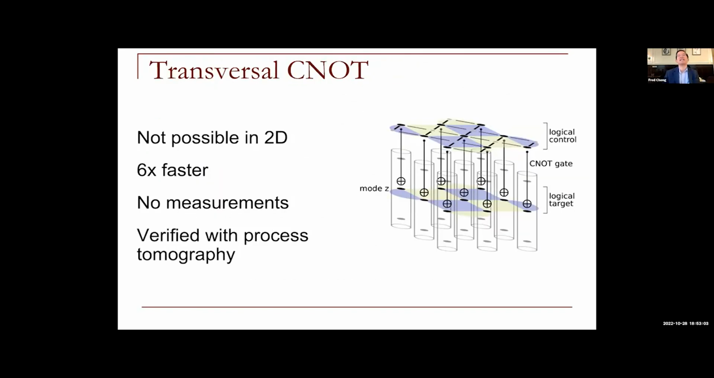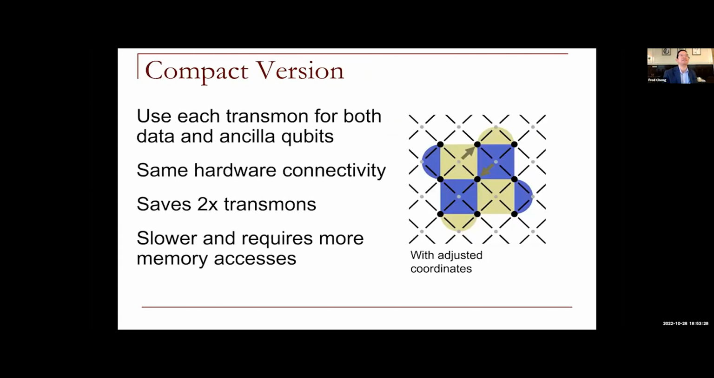So what's nice is that the stack, that pair of tiles, actually gives us a transversal CNOT, which doesn't happen in the 2D plane. It's 6x faster than traditional methods on a 2D plane. So there's some cost, but we get this compactness and we get some speed advantage.